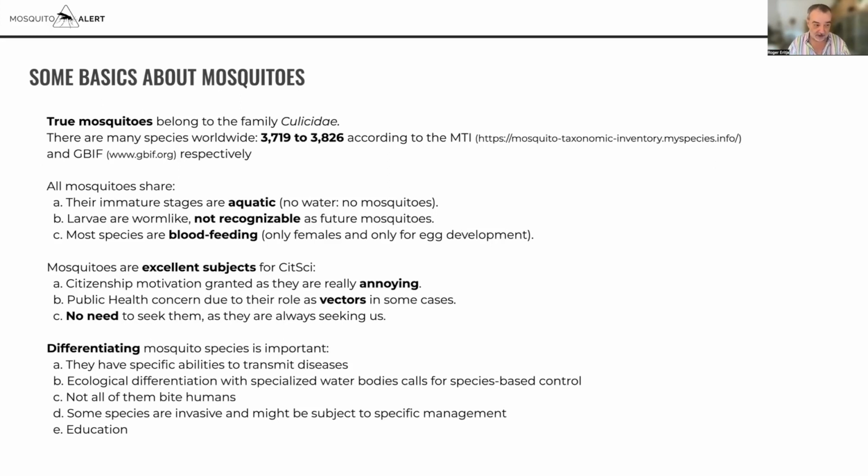They chase us actually. So why is it important to differentiate mosquito species? Actually, they have specific abilities to transmit diseases. Only some species can transmit some diseases. Not all of them do. And additionally, there is a very strong ecological differentiation between species. Not only in the kind of blood they are looking for, many are taking blood from humans, but many others are biting frogs or reptiles or just birds.